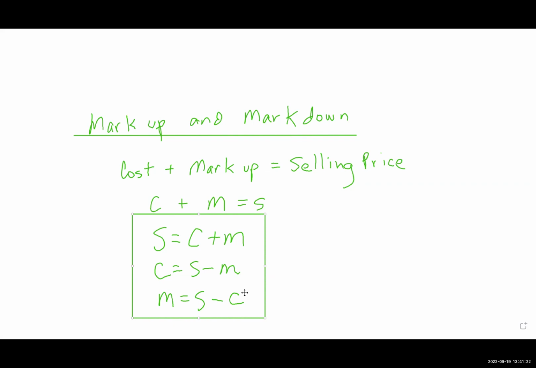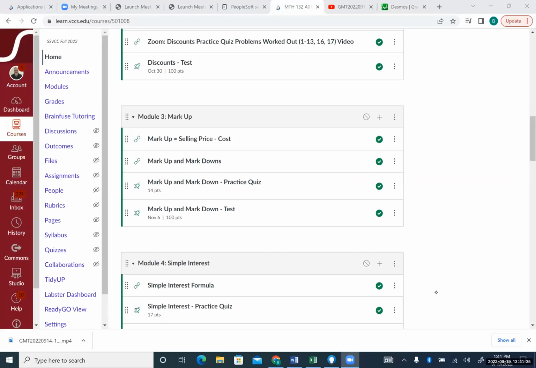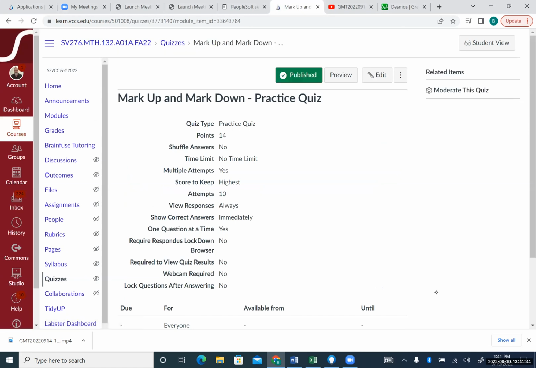So let's look at some of the types of questions you get for markup and markdown. Let's see, here's the practice quiz, and we'll try to get about halfway through it and reserve the other half for next class.